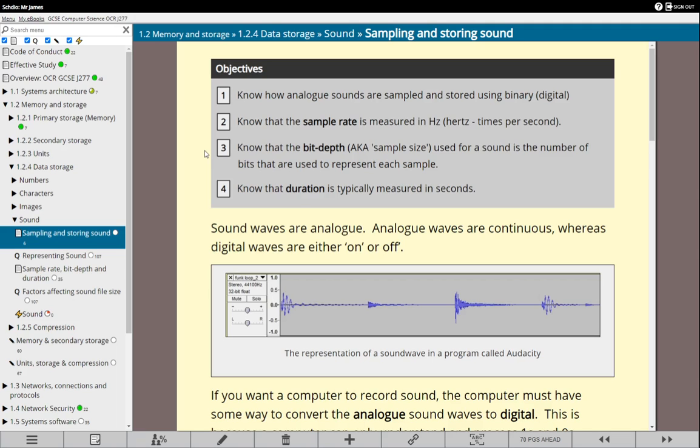So in order to record the sound and process the sound, the computer needs to convert that analog wave into some kind of digital format. And we are looking at the basics of how that happens. So we will look at what's known as the sample rate, which is measured in hertz. I know it sounds painful, but in this case it means times per second. We're looking at bit depth, which is the number of bits that are used to store what's called a sample. And we also need to be aware that the duration of a sound is typically measured in seconds.